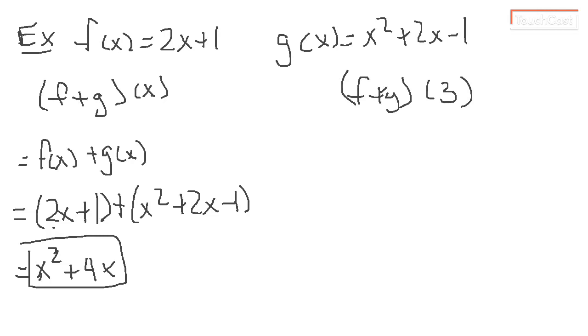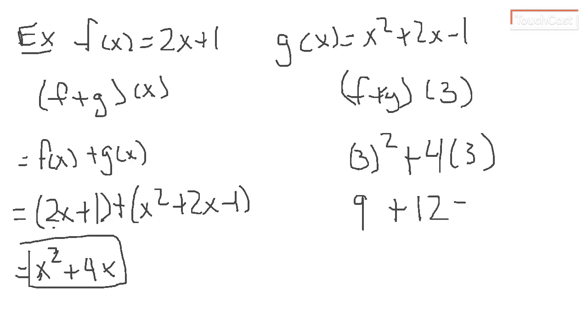And if we want to find f plus g when x is 3, we're just going to replace x with 3. So we're going to have 3 squared plus 4 times 3. 3 squared is 9, 4 times 3 is 12, and 9 plus 12 is 21. So f plus g when x is equal to 3 equals 21. Let's look at another example.